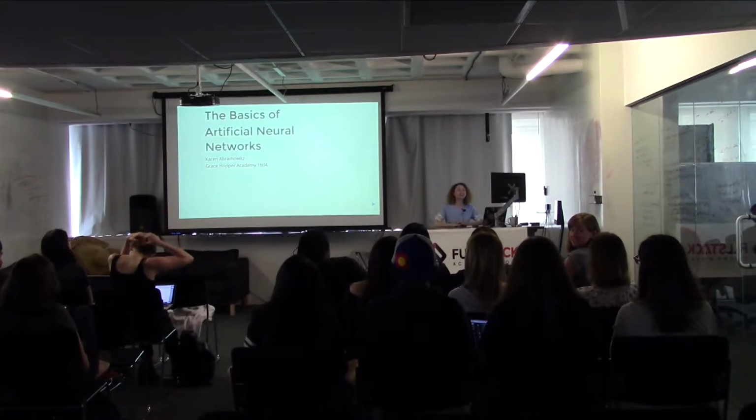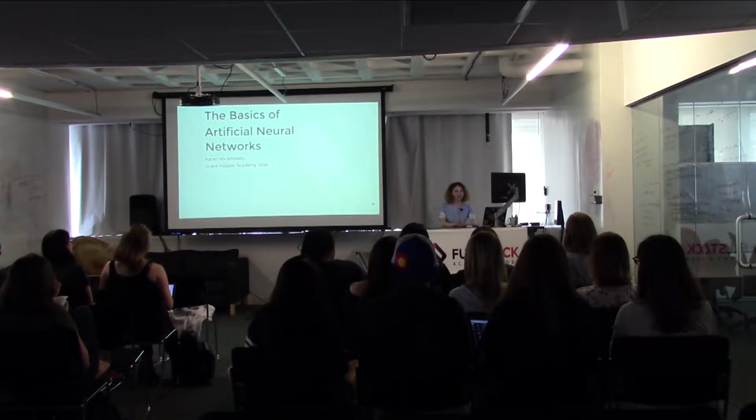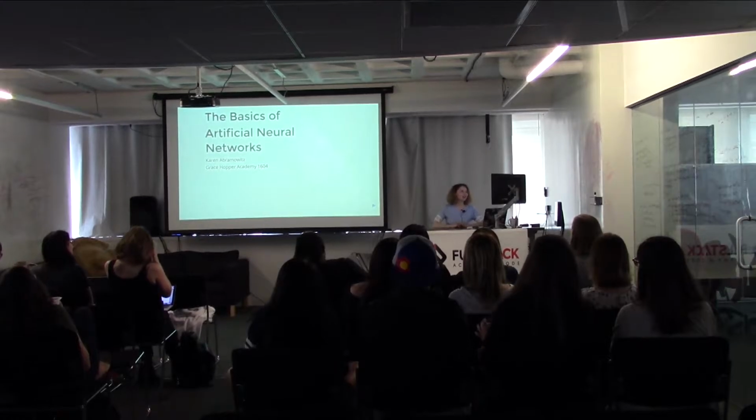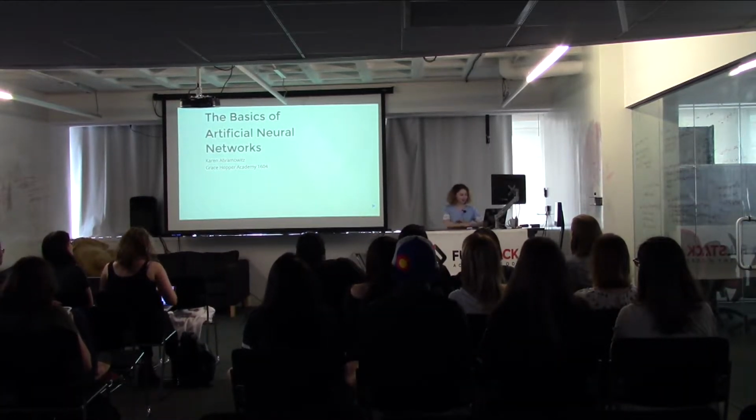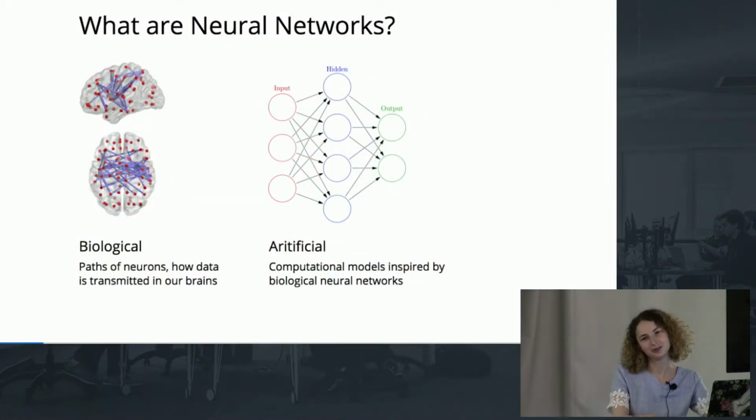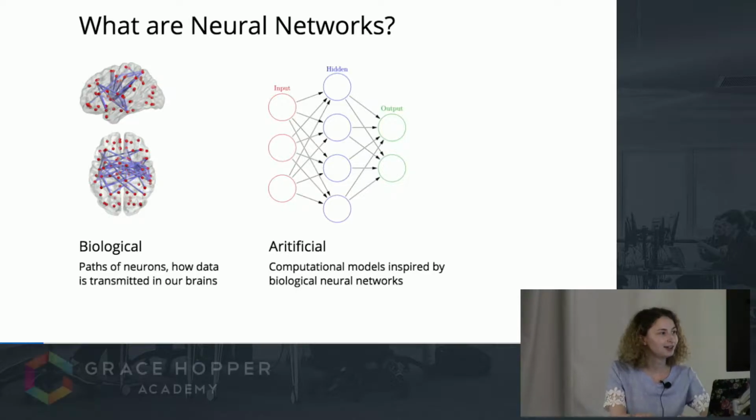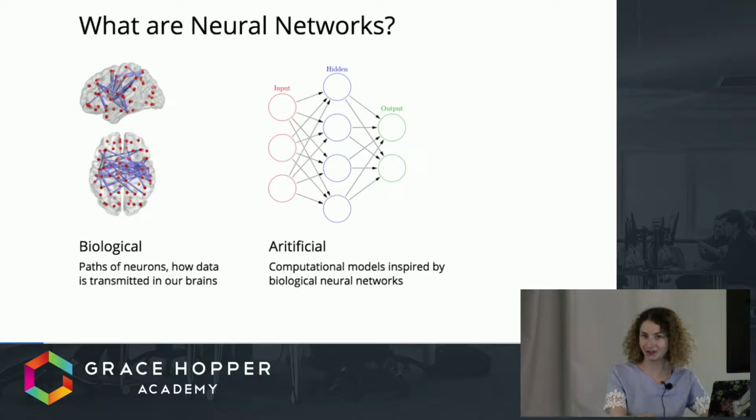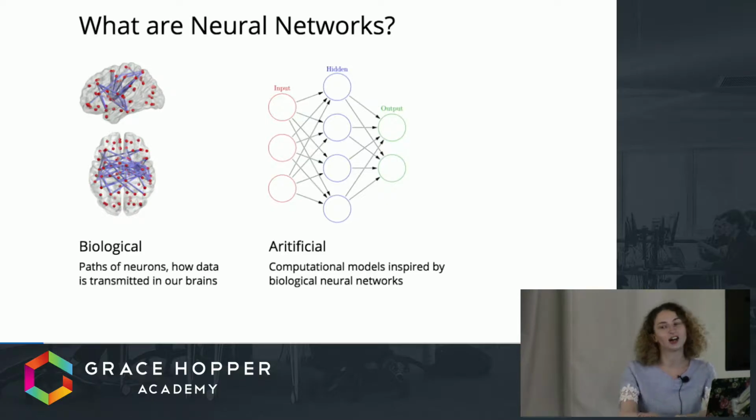Hi, today I'm going to talk to you about the basics of artificial neural networks. You may be asking, what are neural networks? Biological neural networks are the pathways in your brain that neurons create to send information. That's how your body works. And artificial neural networks are computational models inspired by the biological ones.